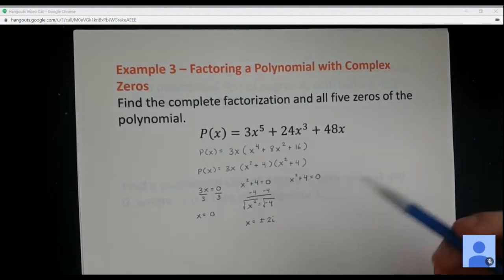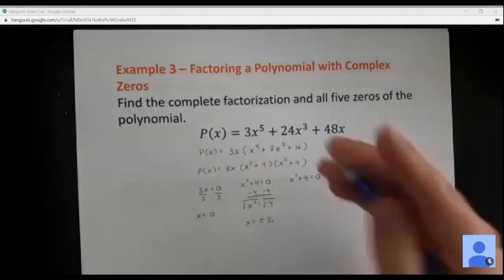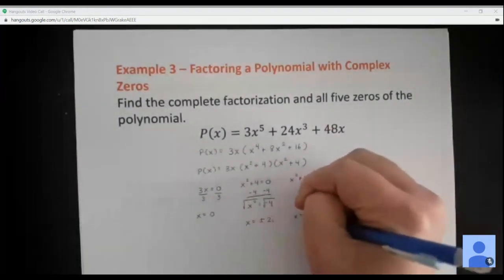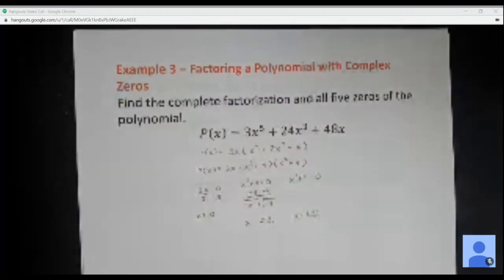Now, notice over here, this is the exact same factor that we just got here. So all that's going to happen is we're going to get those same 2 zeros, plus or minus 2i, when we do that one also.